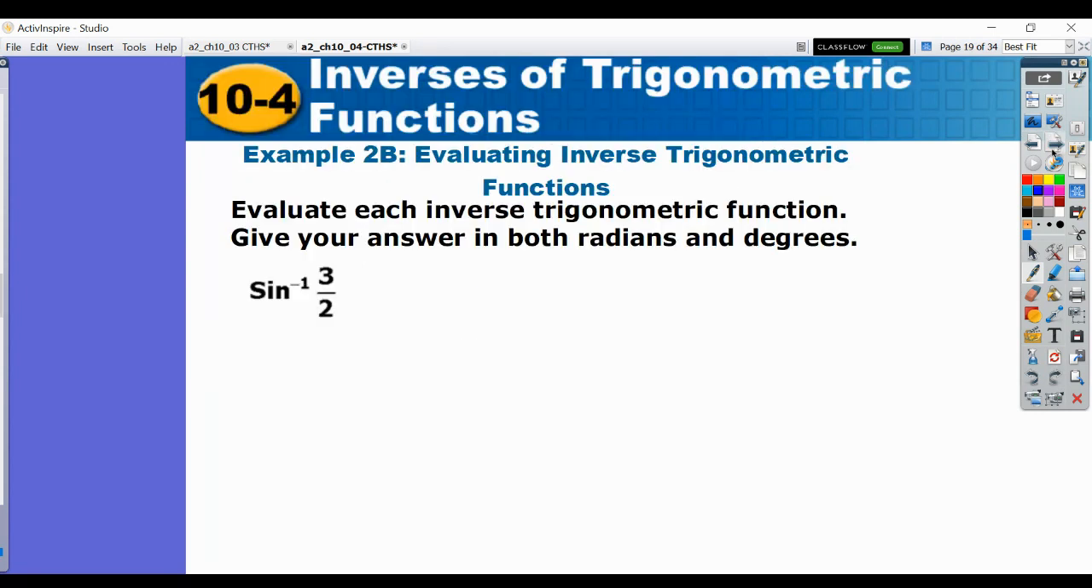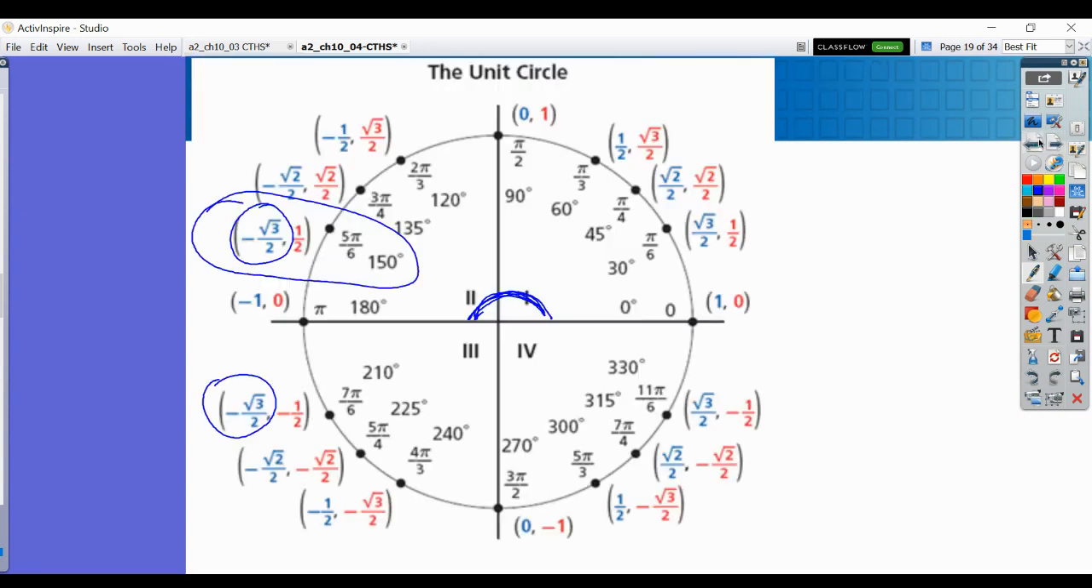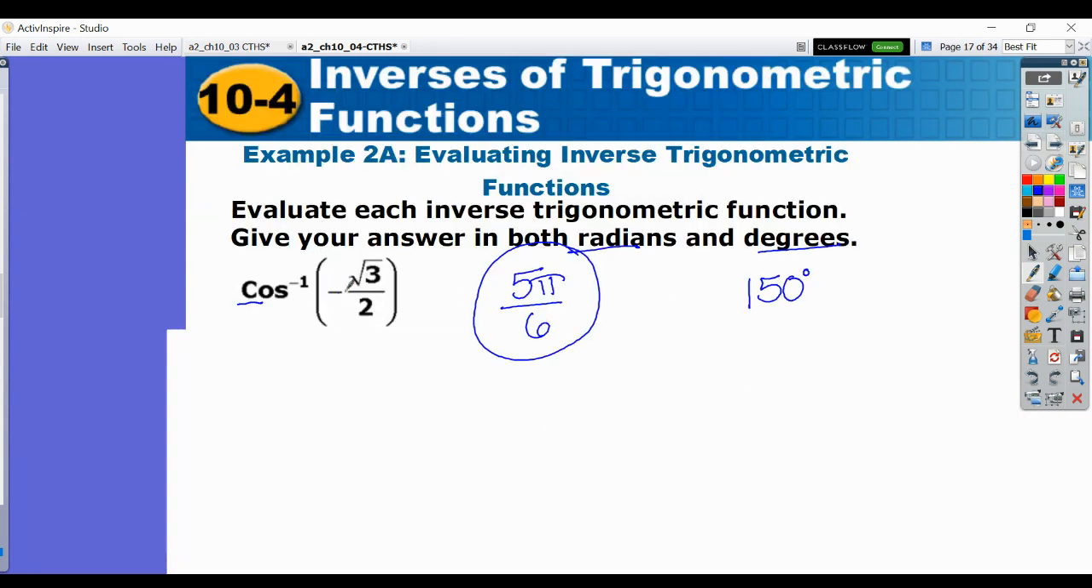Okay, the next one here has a little trick to it. Actually, let me go back to that one real quick. The one we just did, if you wanted to, you could type in your calculator cosine inverse by hitting second and then cosine. It will give you this cosine inverse. We can type in negative square root of 3 over 2. If you're in degree mode, you'll get 150. And if you're in radian mode, you're going to get some decimal that is equivalent to 5 pi over 6. Okay, so you can type these in your calculator.